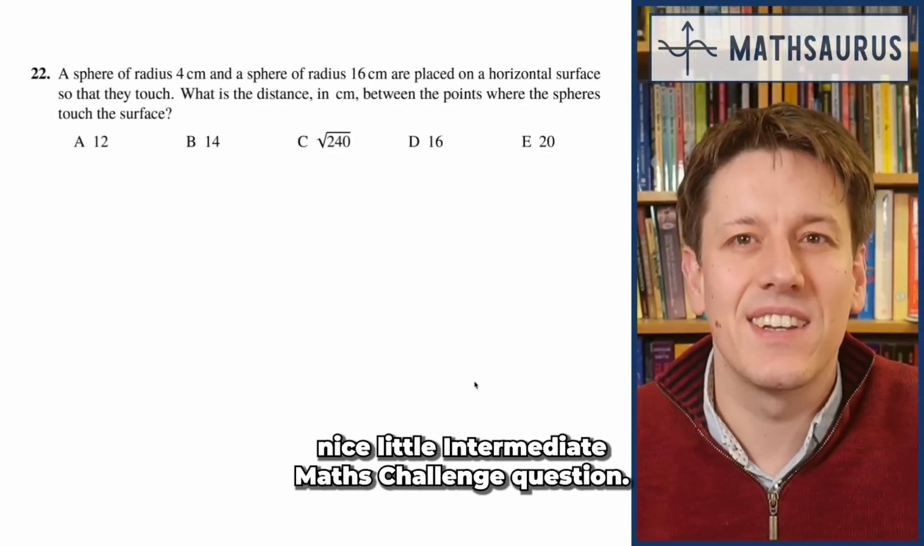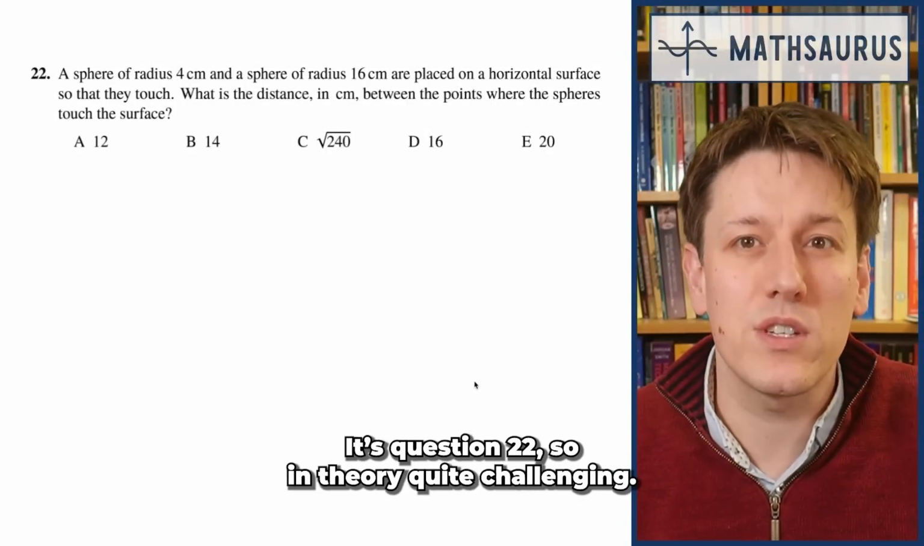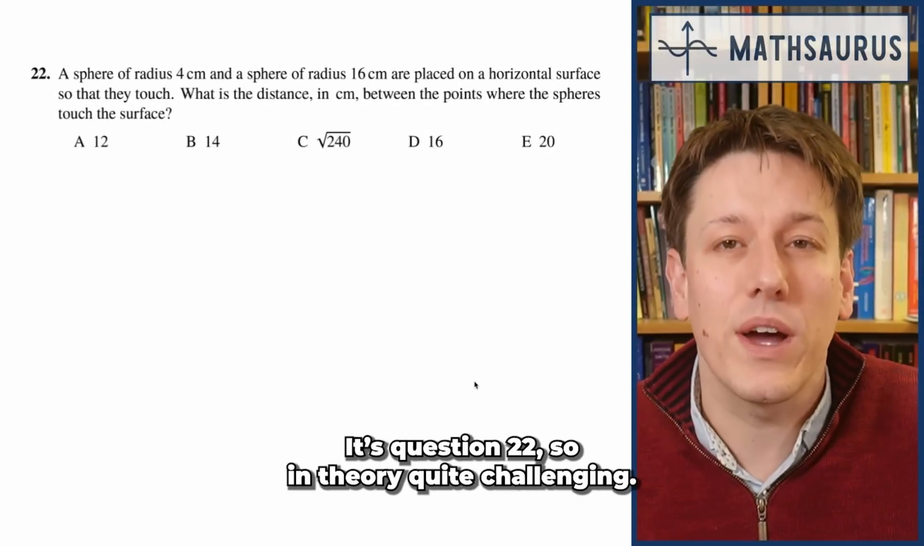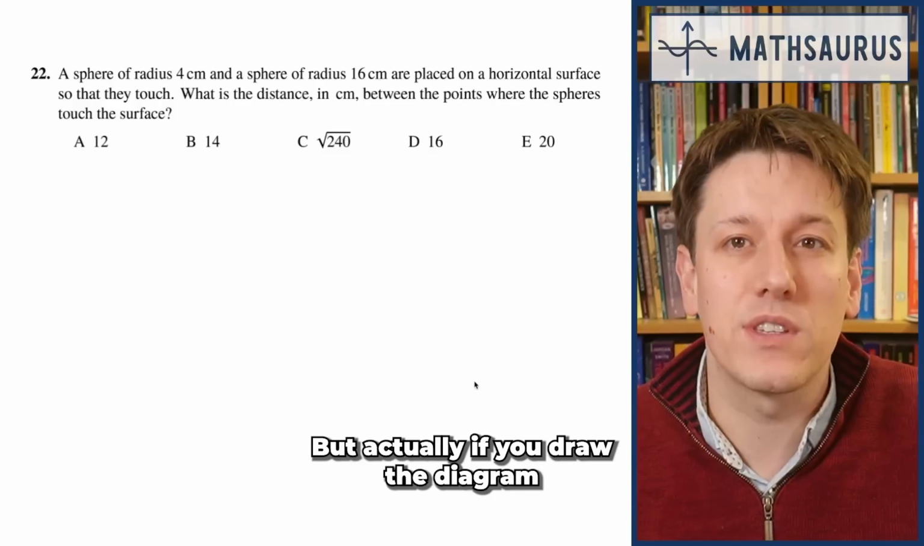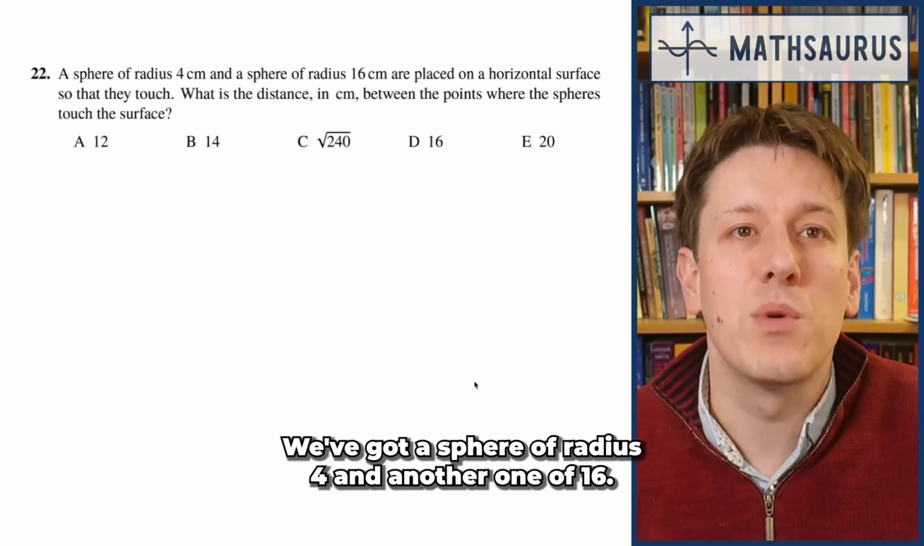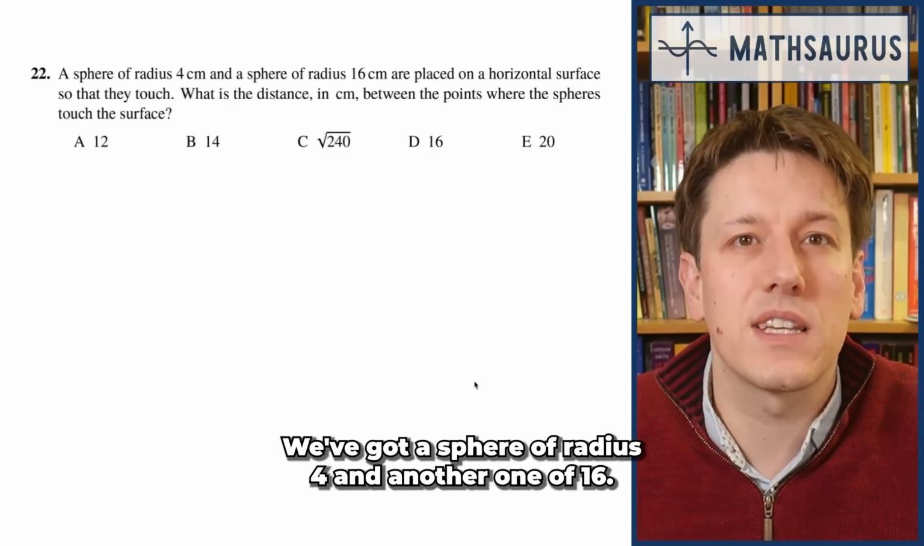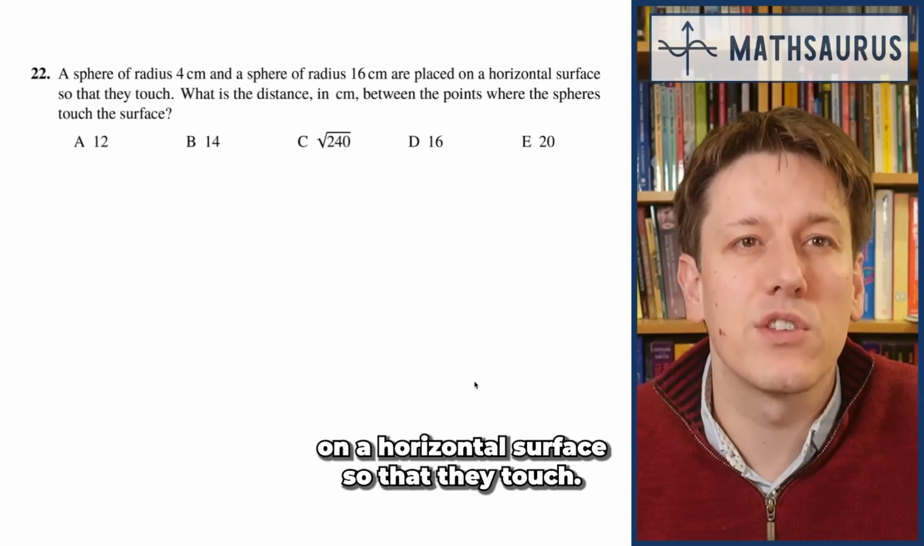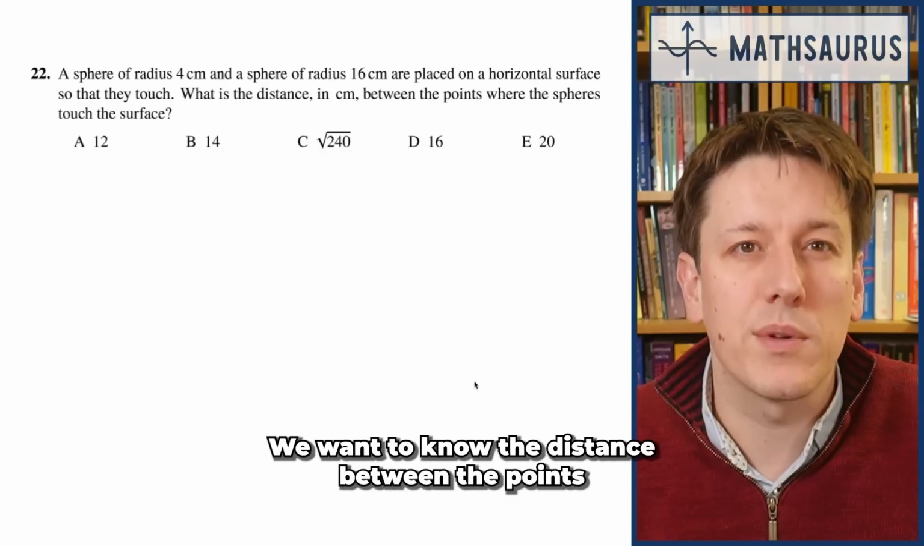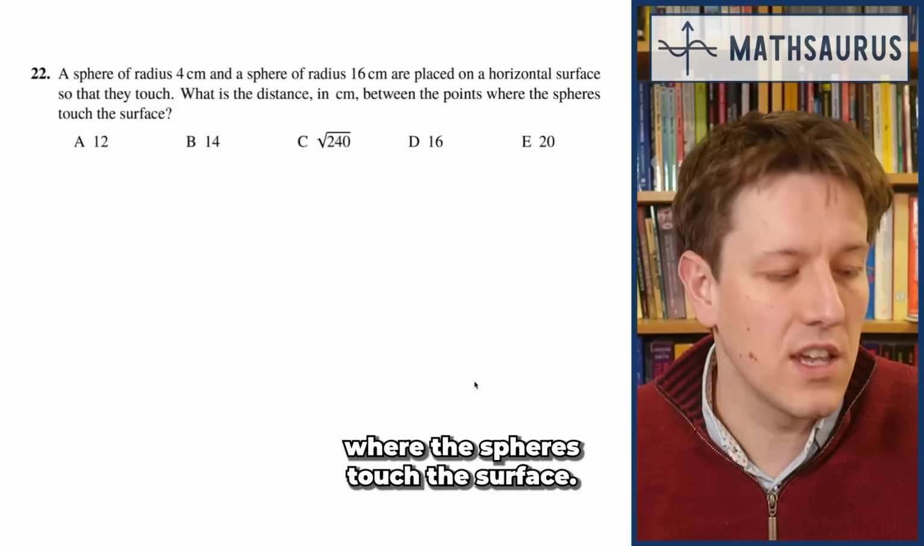This is a nice little intermediate maths challenge question, question 22. So in theory, quite challenging, but actually if you draw the diagram correctly, it's not too bad, I think. We've got a sphere of radius 4 and another one of 16, and they're placed on a horizontal surface so that they touch. We want to know the distance between the points where the spheres touch the surface.